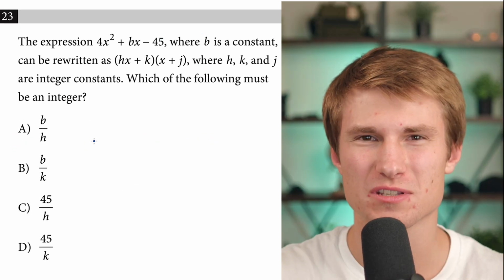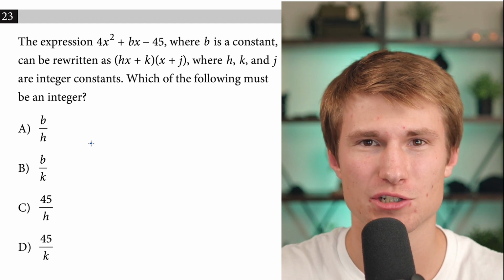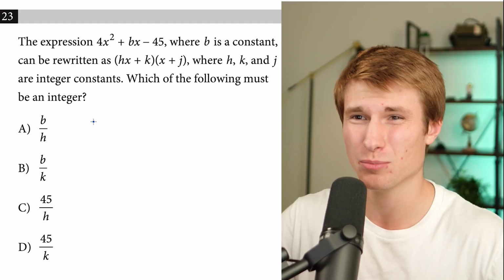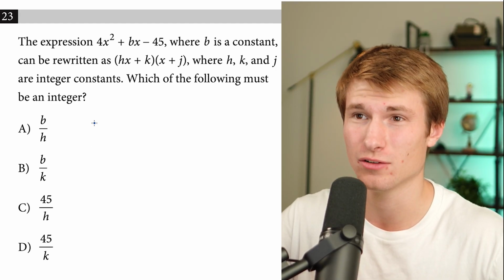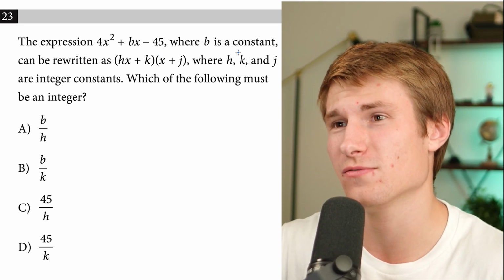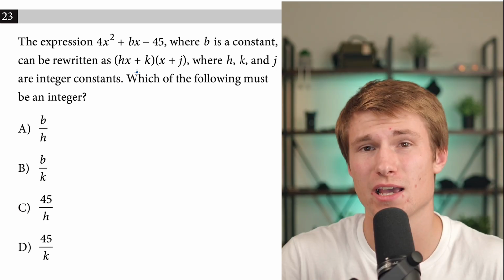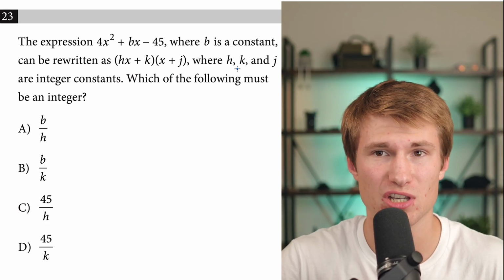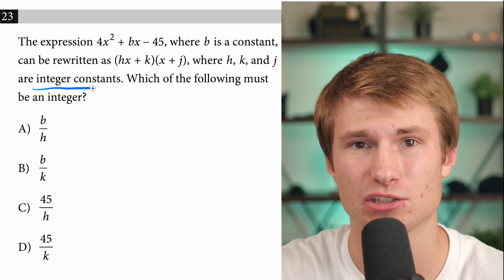Here's how to solve one of the most difficult questions on the SAT math section. And even though I think this question is kind of pointless and stupid, I'll still show you how to solve it. Question 23 states the expression 4x squared plus bx minus 45, where b is a constant, can be rewritten as (hx plus k) times (x plus j), where h, k, and j are integer constants.